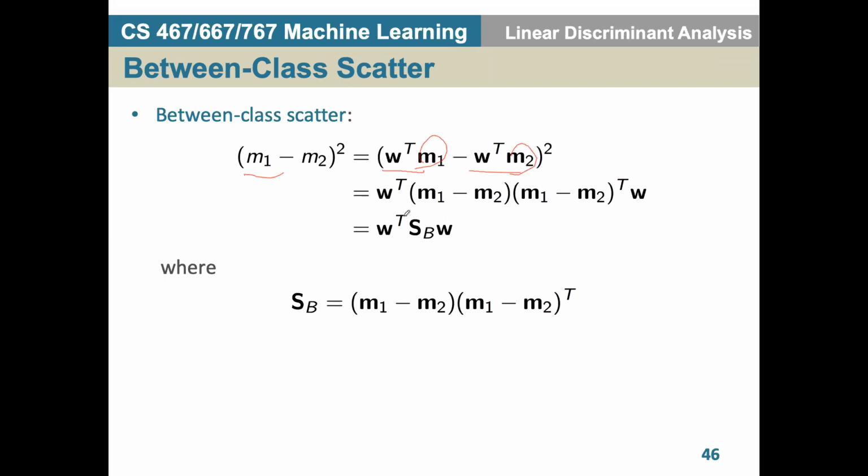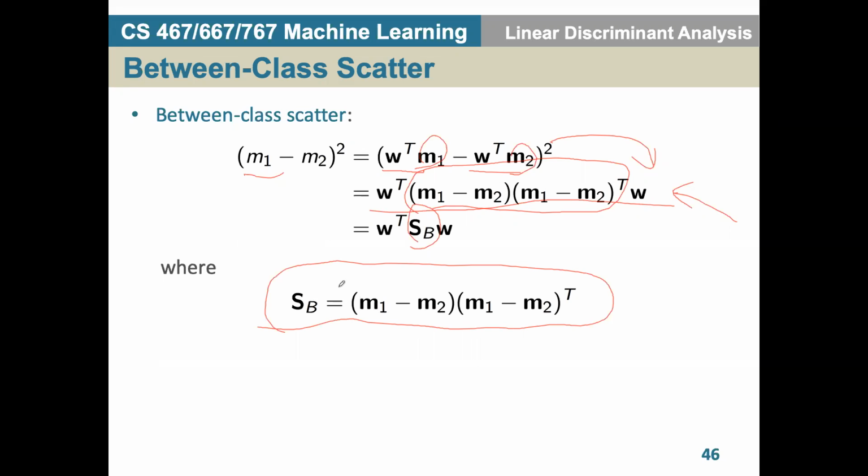Right, so we can write it along like this. I will not repeat this derivation, but you can just take a W^T out, and for the second part, do the transpose, and you will get something. This is an outer product of the difference of the means, and the outer product gives you a matrix. So we will write this between-class scatter matrix as S_B.